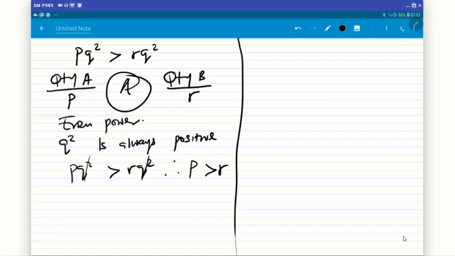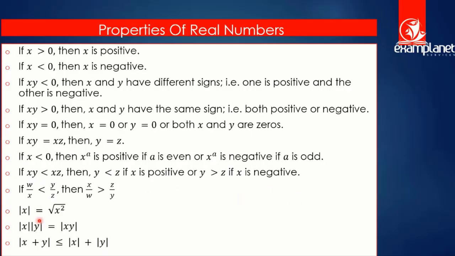Okay. Now the next one says, if W over X is less than Y over Z, then X over W is greater than Z over Y. Alright, so this simply is just talking about fractions. When you turn your fractions to the reciprocals, the inequality sign must be reversed. So if you have W over X less than Y over Z, and you now turn it to X over W, then it must be greater than Z over Y.